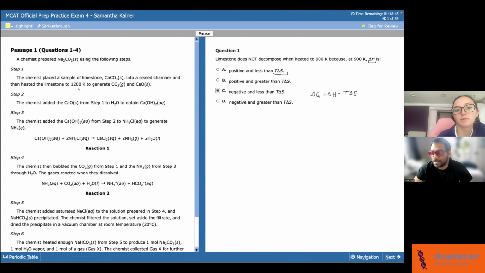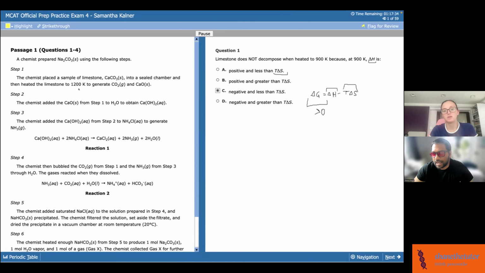Right. I'm assuming that at 900, if it's not heated, then it's not spontaneous because it has to reach a certain condition. Because it's saying it doesn't decompose, right? So it's not spontaneous, which means delta G would have to be positive. So if it's positive, we need to look at what combination of delta H and T delta S would give us a positive value: delta H has to be greater than T delta S. So it has to be positive and greater than. All you have to do is see that if it's at 900, it won't decompose, so it's not spontaneous, so delta G is positive.